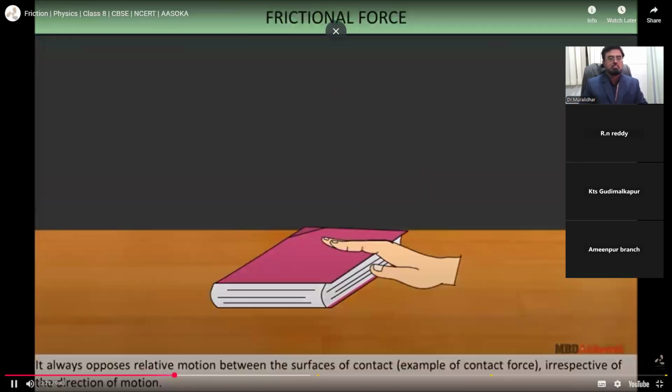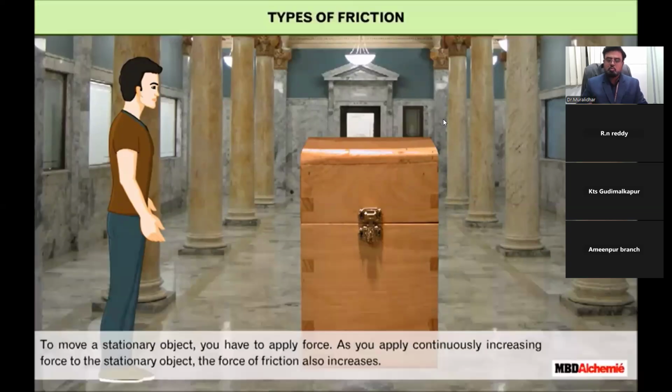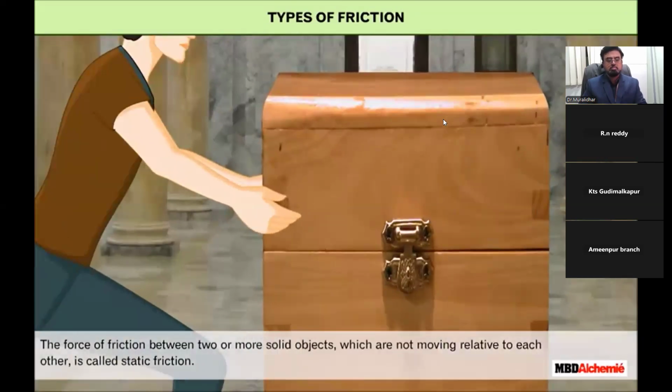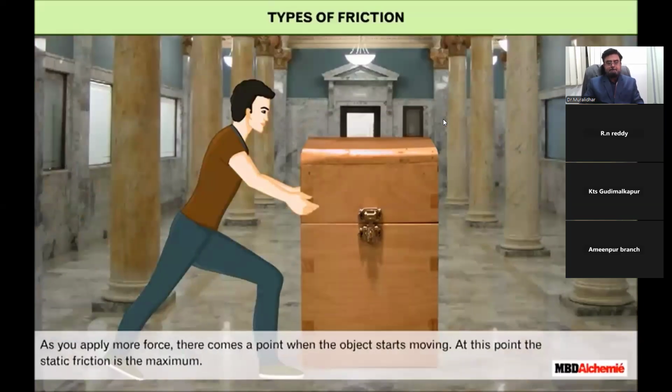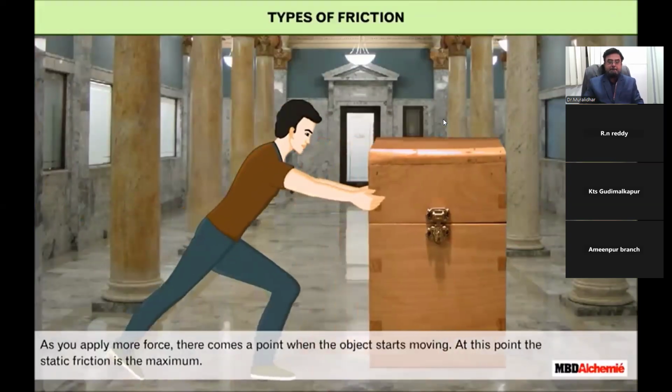Types of friction. To move a stationary object, you have to apply force. As you apply continuously increasing force to the stationary object, the force of friction also increases. The force of friction between two or more solid objects which are not moving relative to each other is called static friction. As you apply more force, there comes a point when the object starts moving. At this point, the static friction is the maximum.